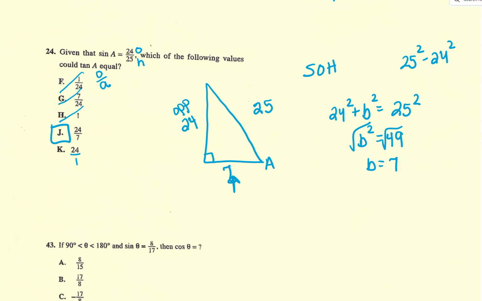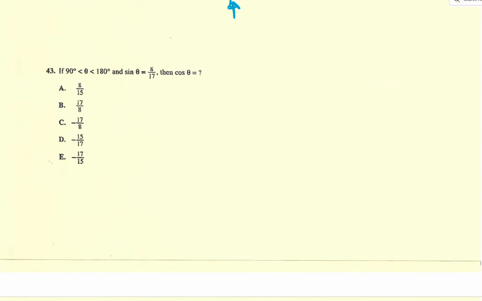All right, take a look at 43. If you'd like to, pause the video and try number 43, because it can be done real quickly just using some tips and tricks. All right, this one says the sine is 8 over 17. What's the cosine? Why don't we try to shortcut this one if we can?